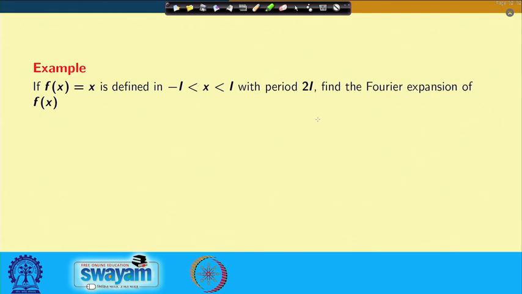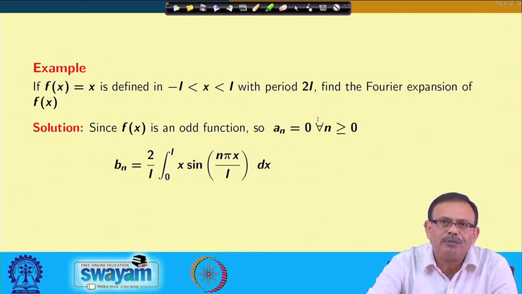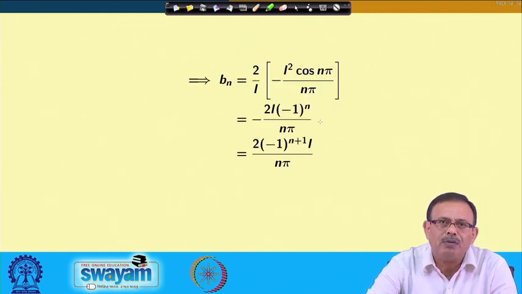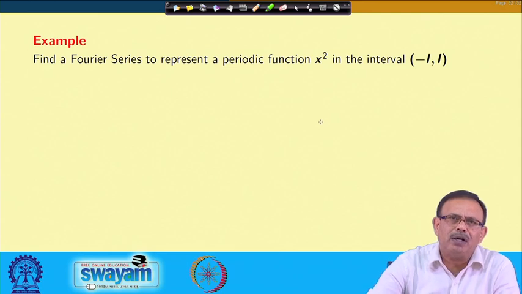Let us see this thing quickly. So, f(x) is an odd function, a_n is 0 for all n including a_0, your b_n will be then from the formula 2 by L integral 0 to L x sin n pi x by L dx. If you evaluate the limit, you will obtain the value as this one, 2 into minus 1 to the power n plus 1 into L by n pi. So, the Fourier series of the function can be written x equals 2 by pi summation n equals 1 to infinity value of b_n. So, I hope it is clear how we are finding out the Fourier series of a function when it is defined in some arbitrary range minus L to L.